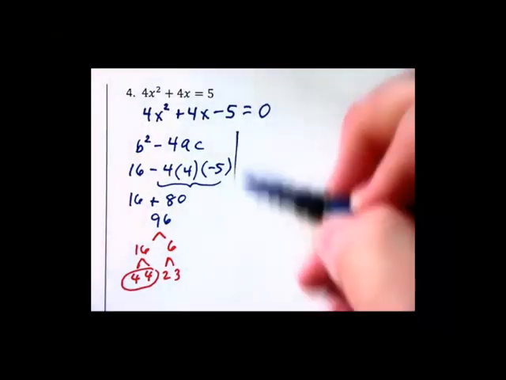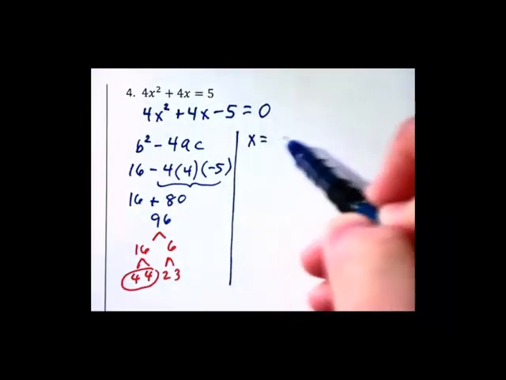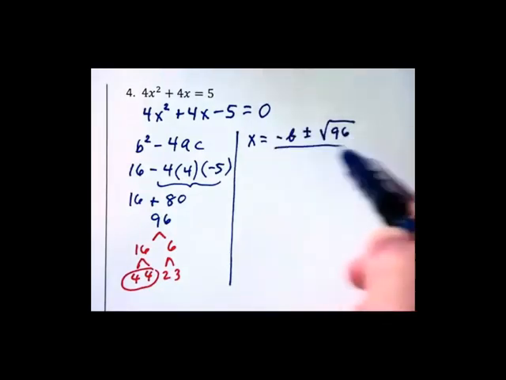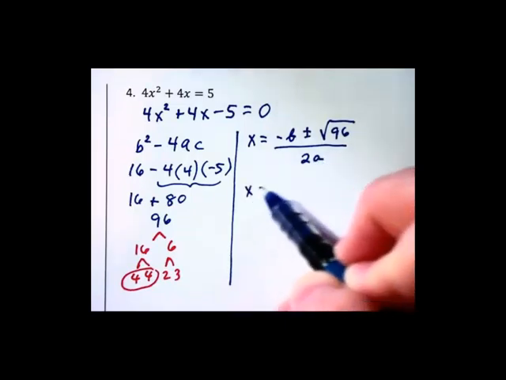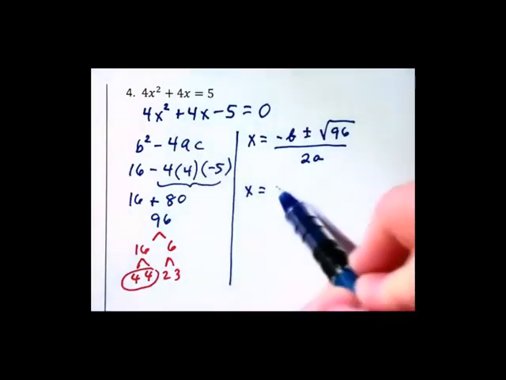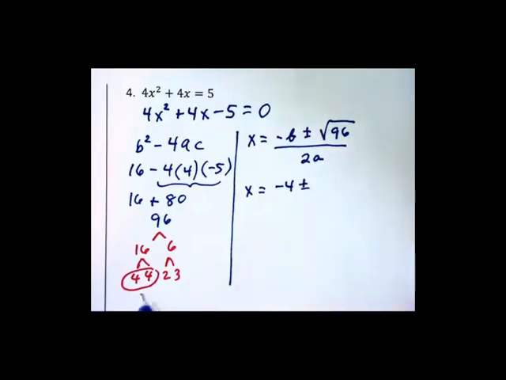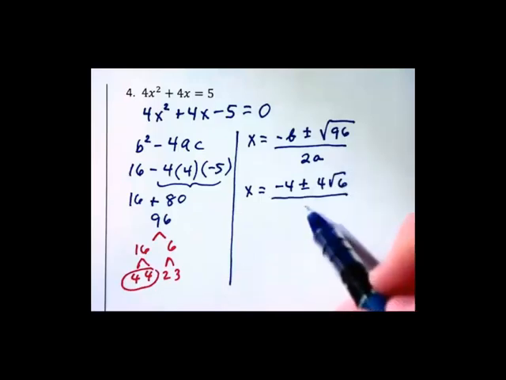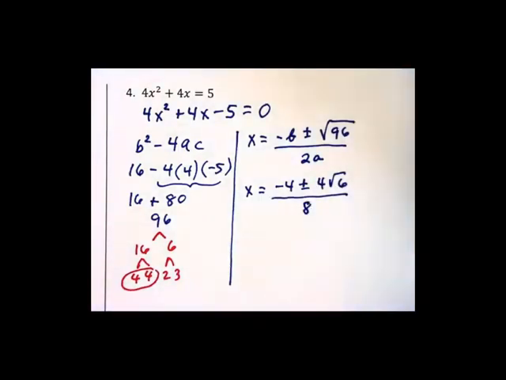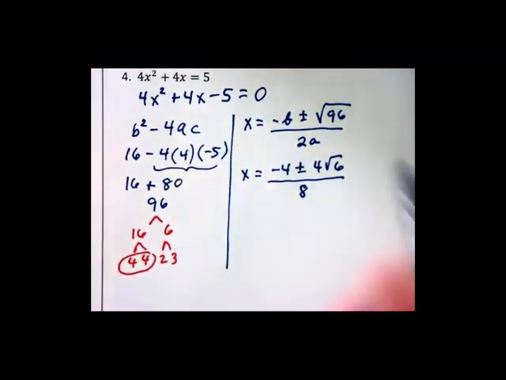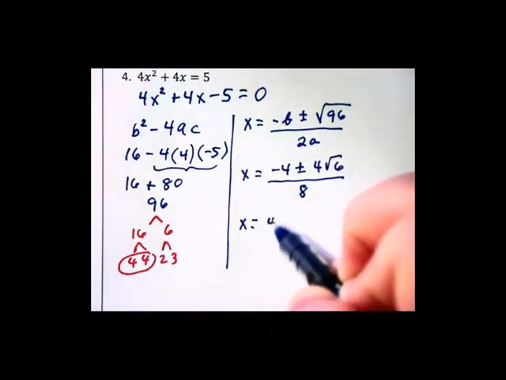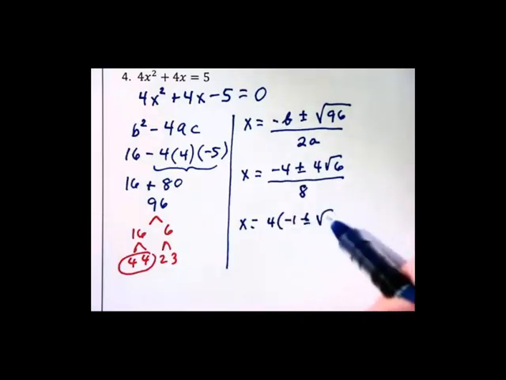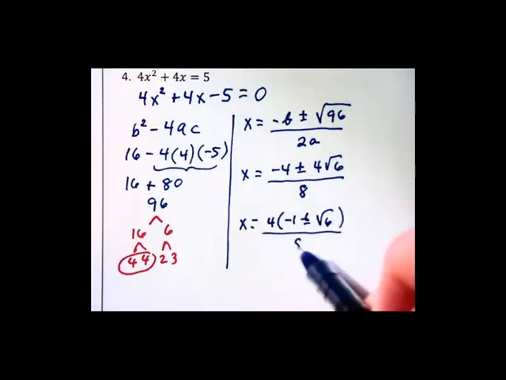So back up to the top here, we're going to have x equals negative b plus or minus the square root of 96 all over 2a. Negative b turns into negative 4 plus or minus, and that becomes 4 root 6 all over 2a. That's 2 times 4, which is 8. Now I'm going to factor the numerator, divide out a 4, knowing it will cancel with the 8 down below. That will give me negative 1 plus or minus root 6 in the numerator over the 8.